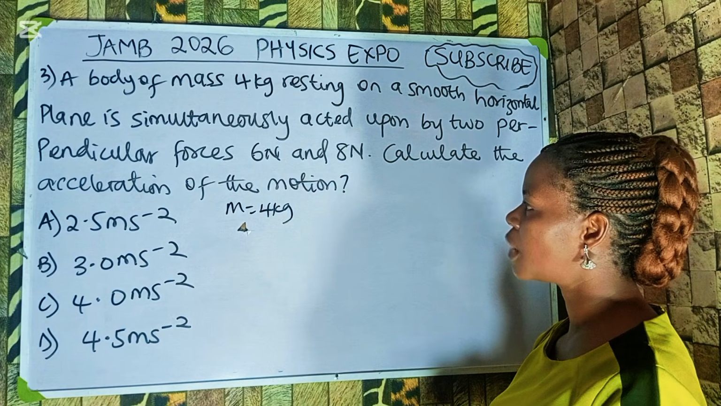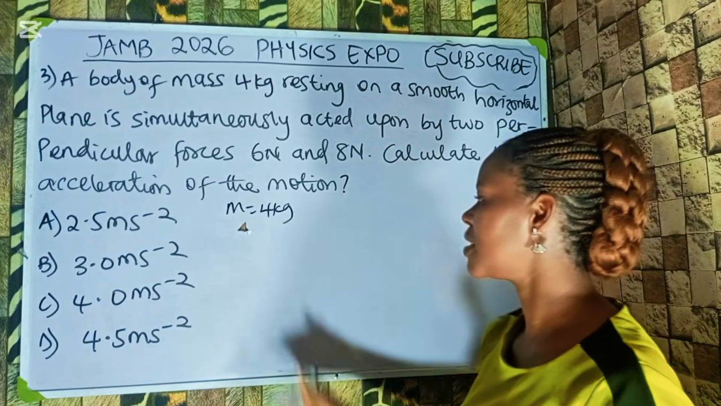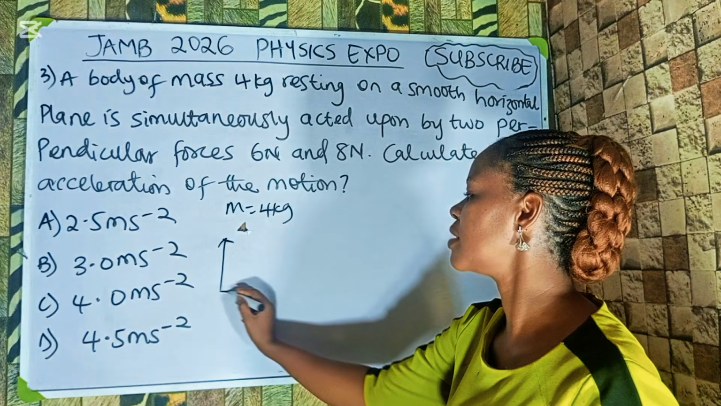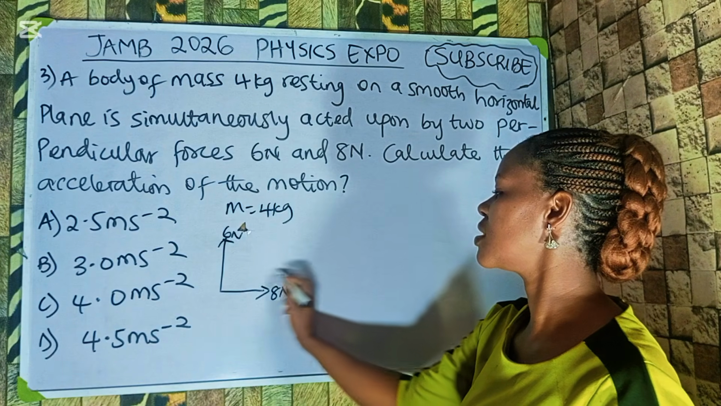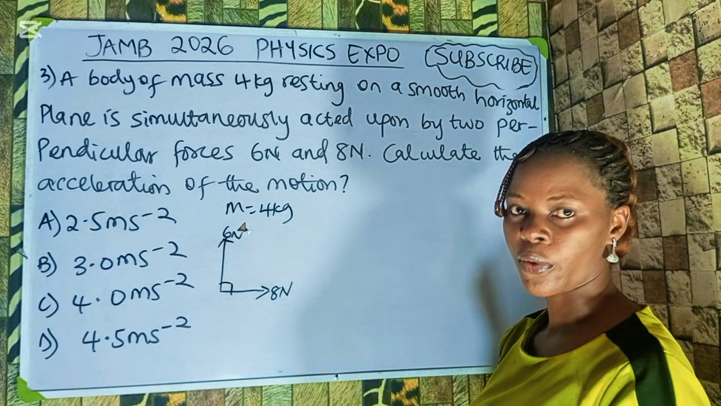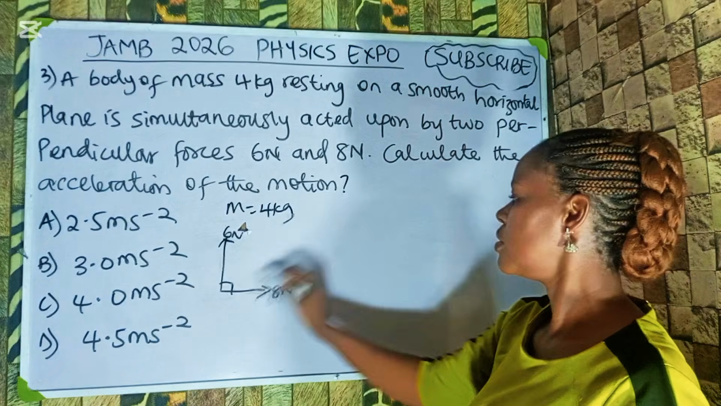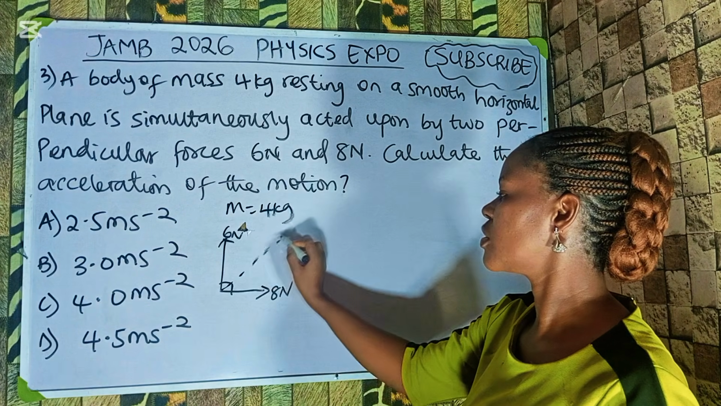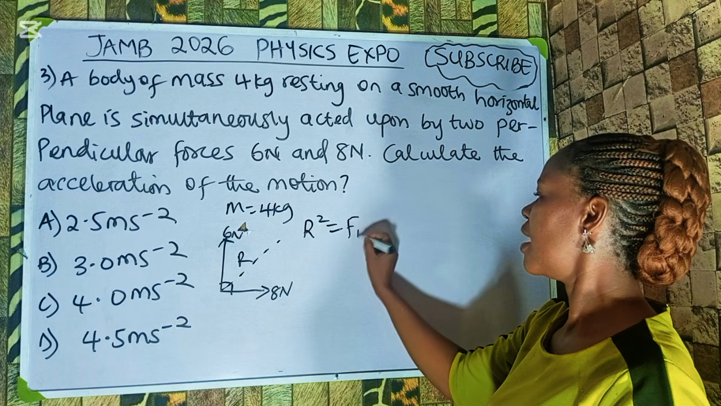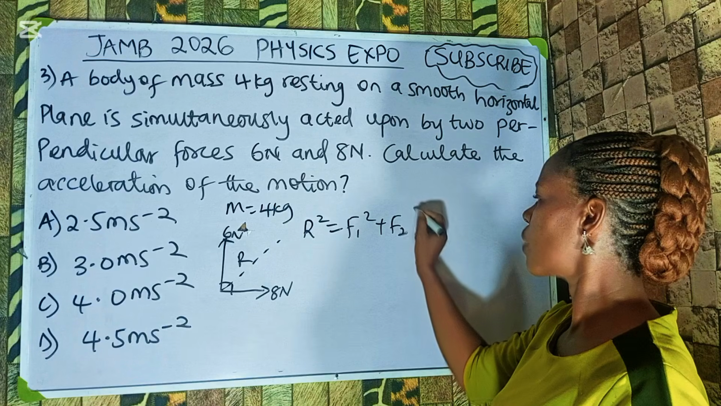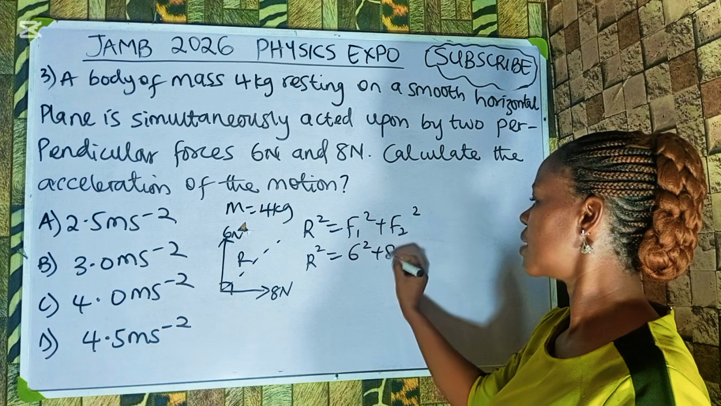But the body is being acted upon simultaneously by two perpendicular forces. Once you hear perpendicular, that means they are inclined at a right angle to each other. We have two forces. This one is 6 Newton, this one is 8 Newton. That means they are at a right angle. So what we need to do is solve for the resultant force using Pythagoras theorem. This is the resultant force. I'm going to say that R squared is equal to F1 squared plus F2 squared. So R squared is equal to 6 squared plus 8 squared.